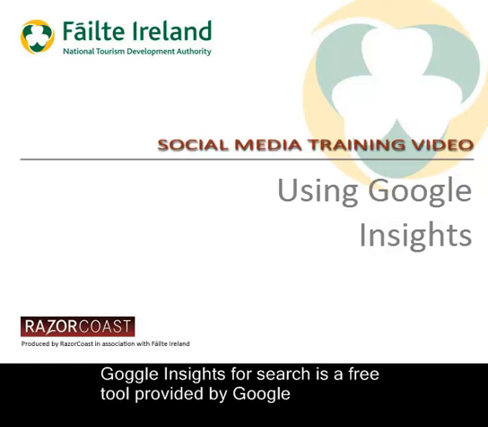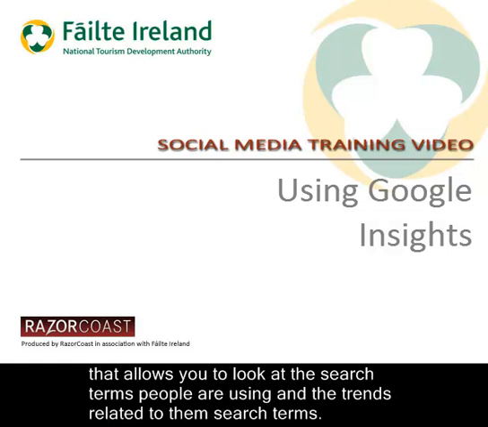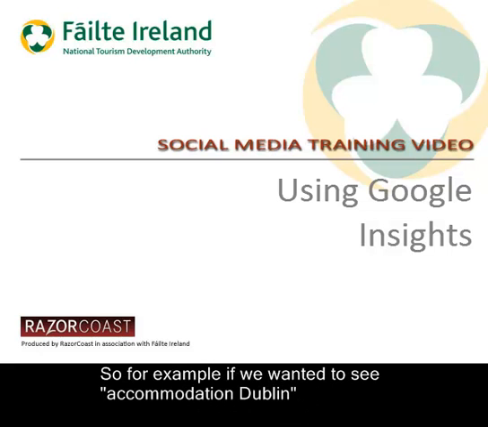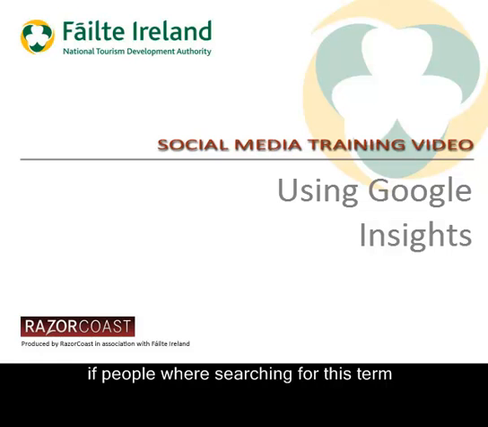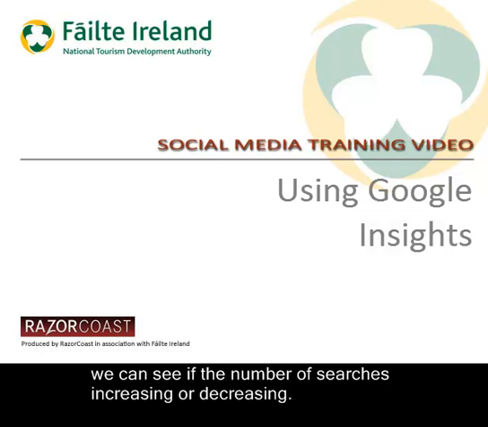Google Insights for Search is a free tool provided by Google that allows you to look at the search terms people are using and the trends related to those search terms. So for example, if we wanted to see "accommodation Dublin", if people were searching for this term, we can see if the number of searches is increasing or decreasing.